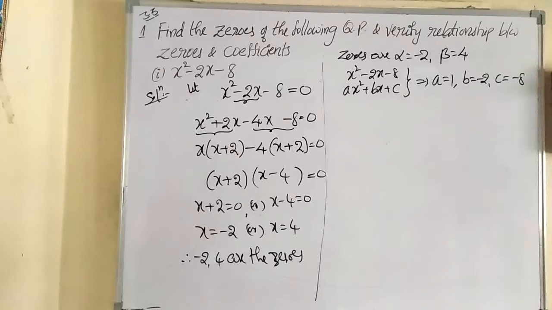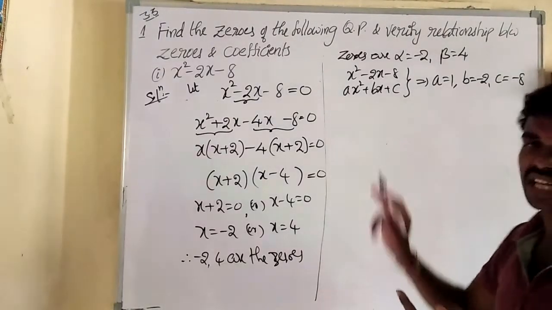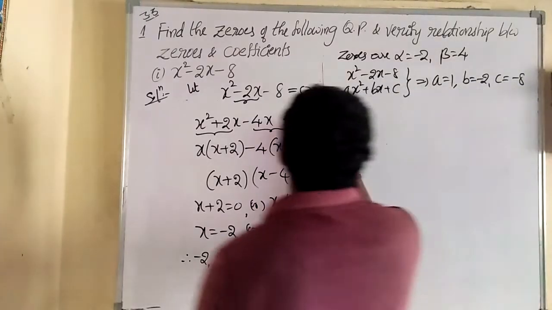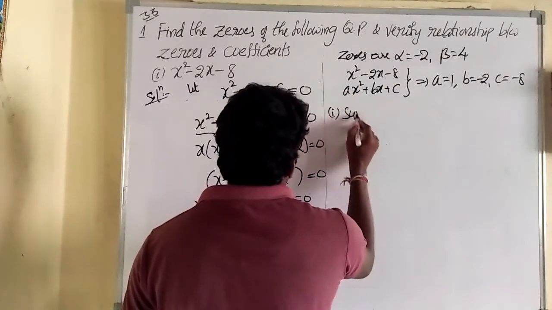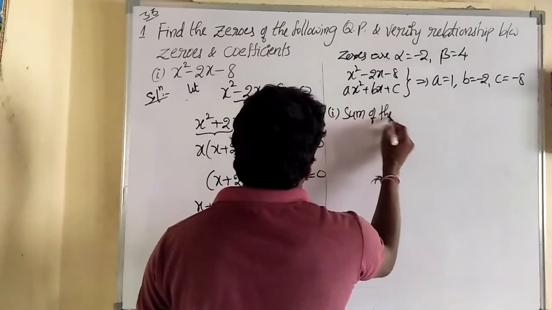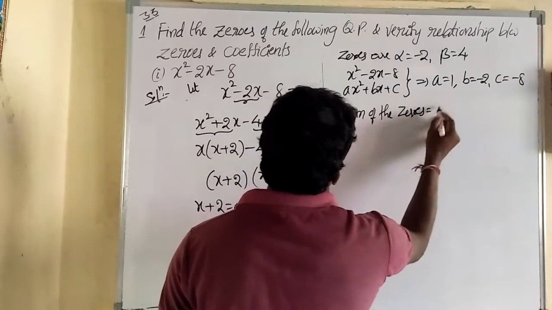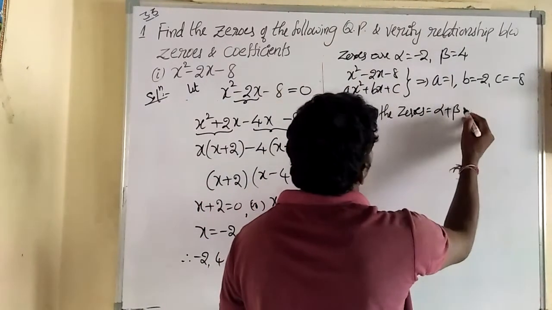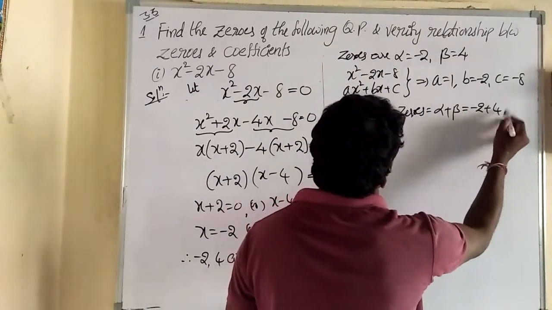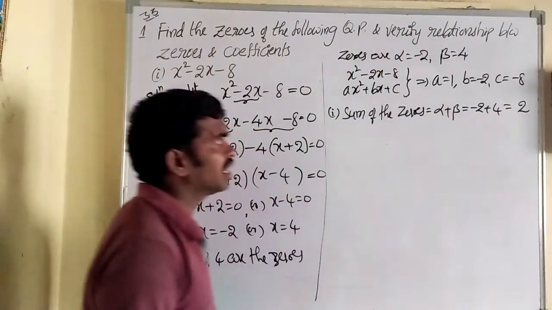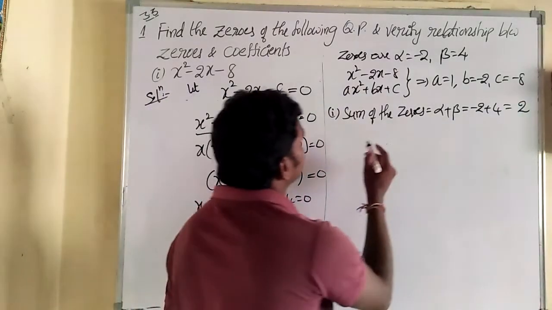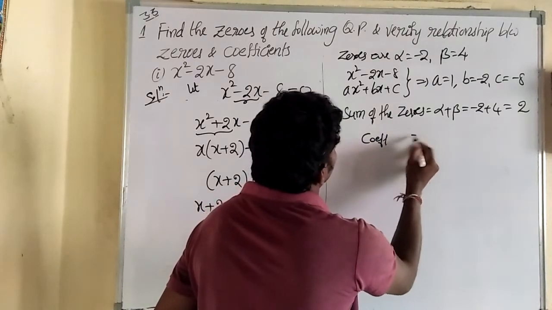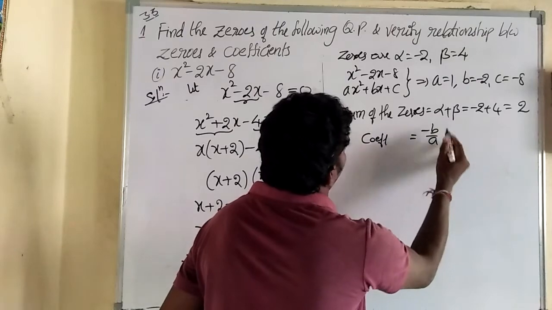We have to check only two relations: one is the sum of the zeros, and the second is the product of the zeros. First I am checking the sum of the zeros. Sum of the zeros means alpha plus beta. Minus 2 plus 4 is equal to 2. And for the coefficients, the formula is minus b by a.